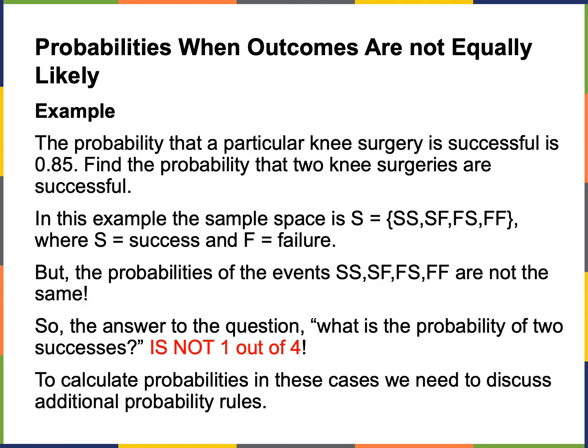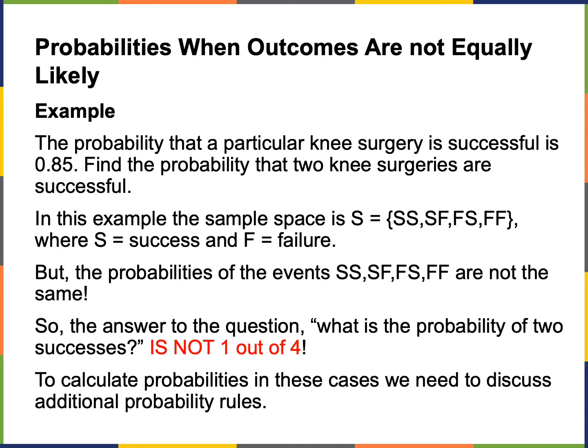Let's do another example. Let's say the probability that a particular knee surgery is successful is 85%. Let's find the probability that 2 knee surgeries were successful. What is our sample space? What are all the possibilities that can happen? If you have 2 surgeries, you can have either 2 successful ones, 1 successful then 1 failure, 1 failure and then 1 successful, or 2 failures.